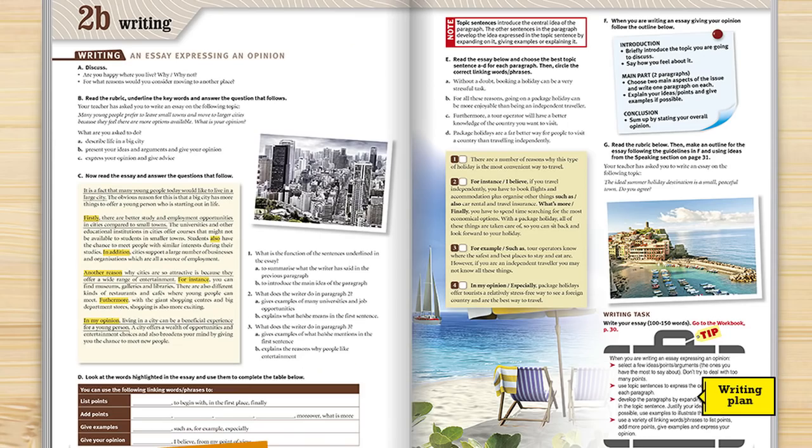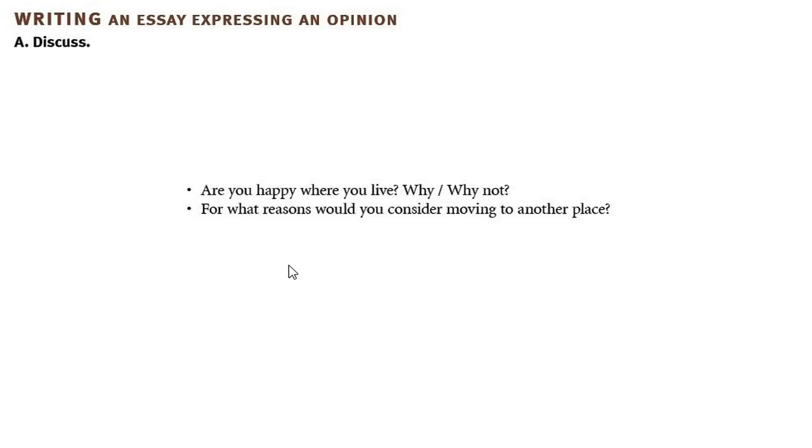2B. Writing. Writing an essay expressing an opinion. كيف تكتب موضوعا عن رأيك. A. Discuss. Are you happy where you live? هل أنت سعيد حيث سكنك? Why not? لم لا? For what reason would you consider moving to another place? لأي الأسباب يمكنك أن تفكر في التنقل إلى مكان آخر.